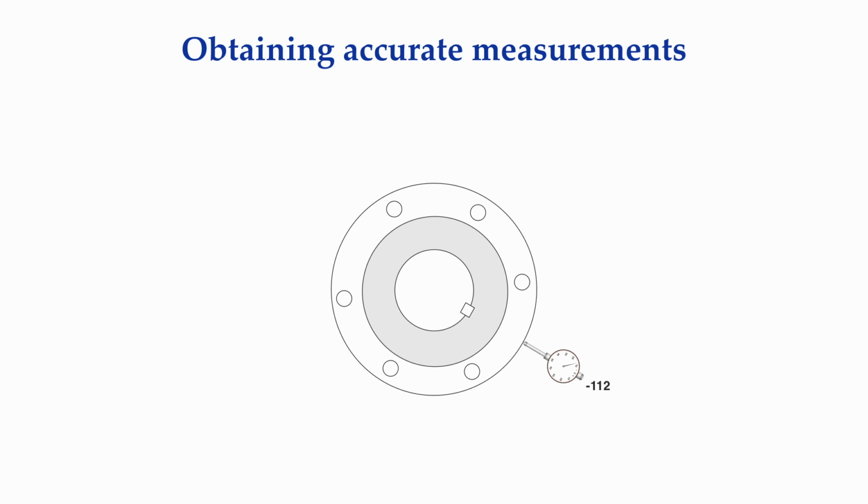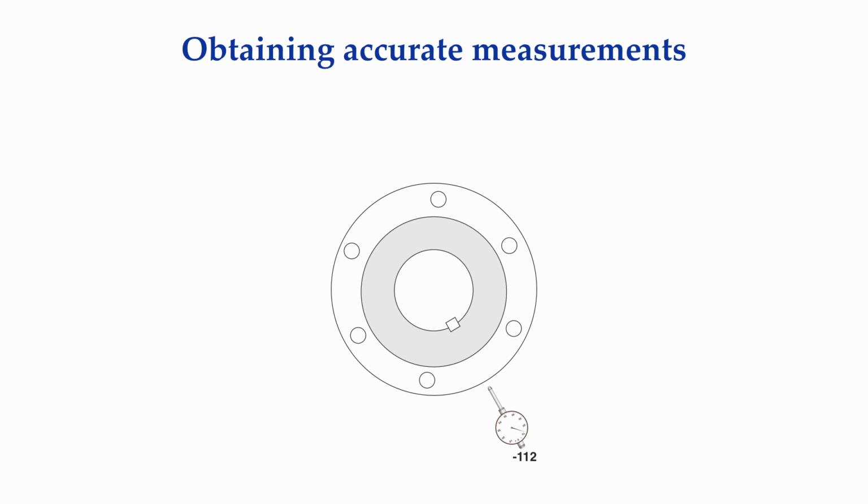And as rotation further continues, we notice that the needle has stopped sweeping and is stuck at minus 112. But also notice that the stem of the indicator is no longer touching the coupling hub. This is something that you have to watch for. The stem of the indicator must touch the surface of the shaft or coupling hub all the way around when you are taking your readings.